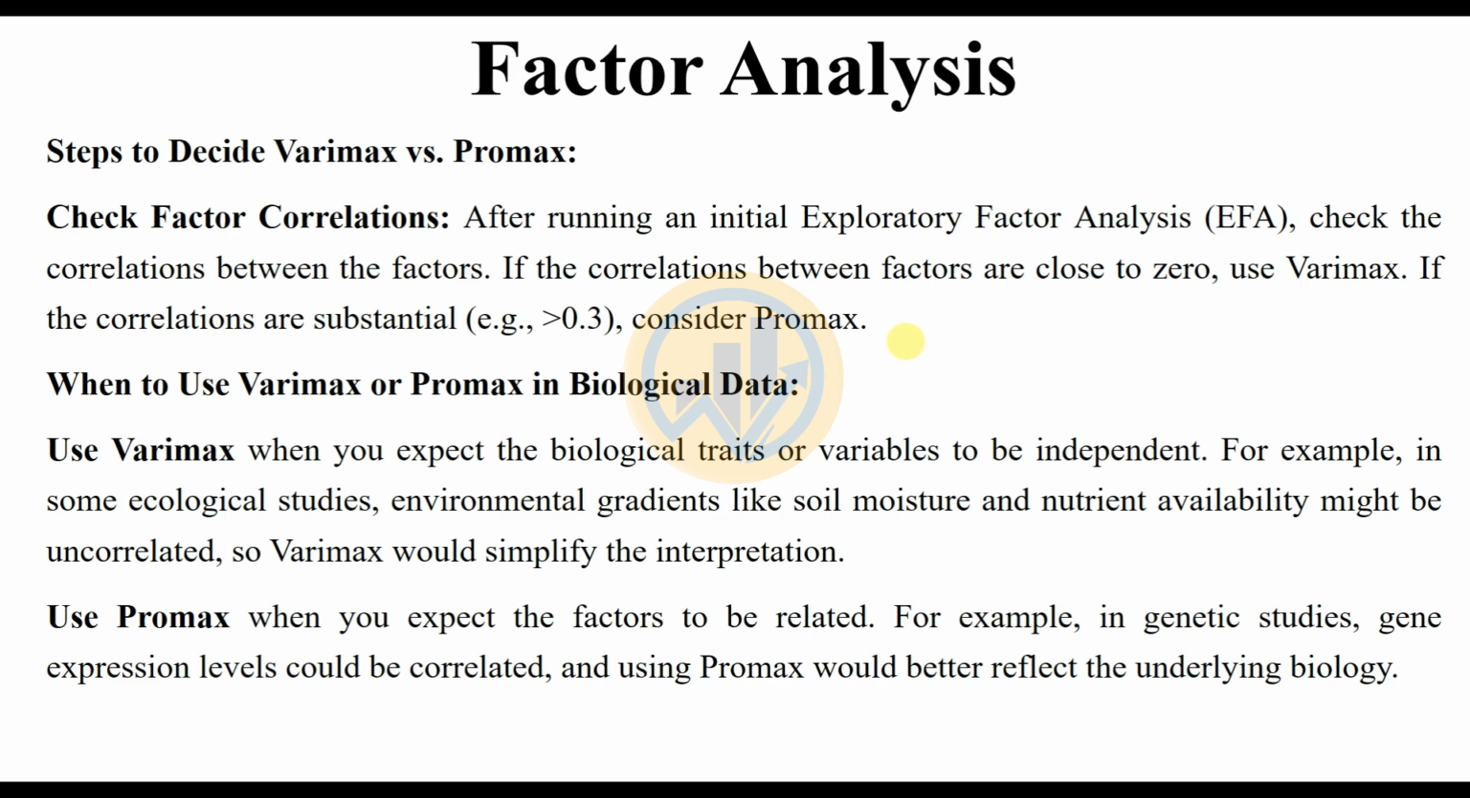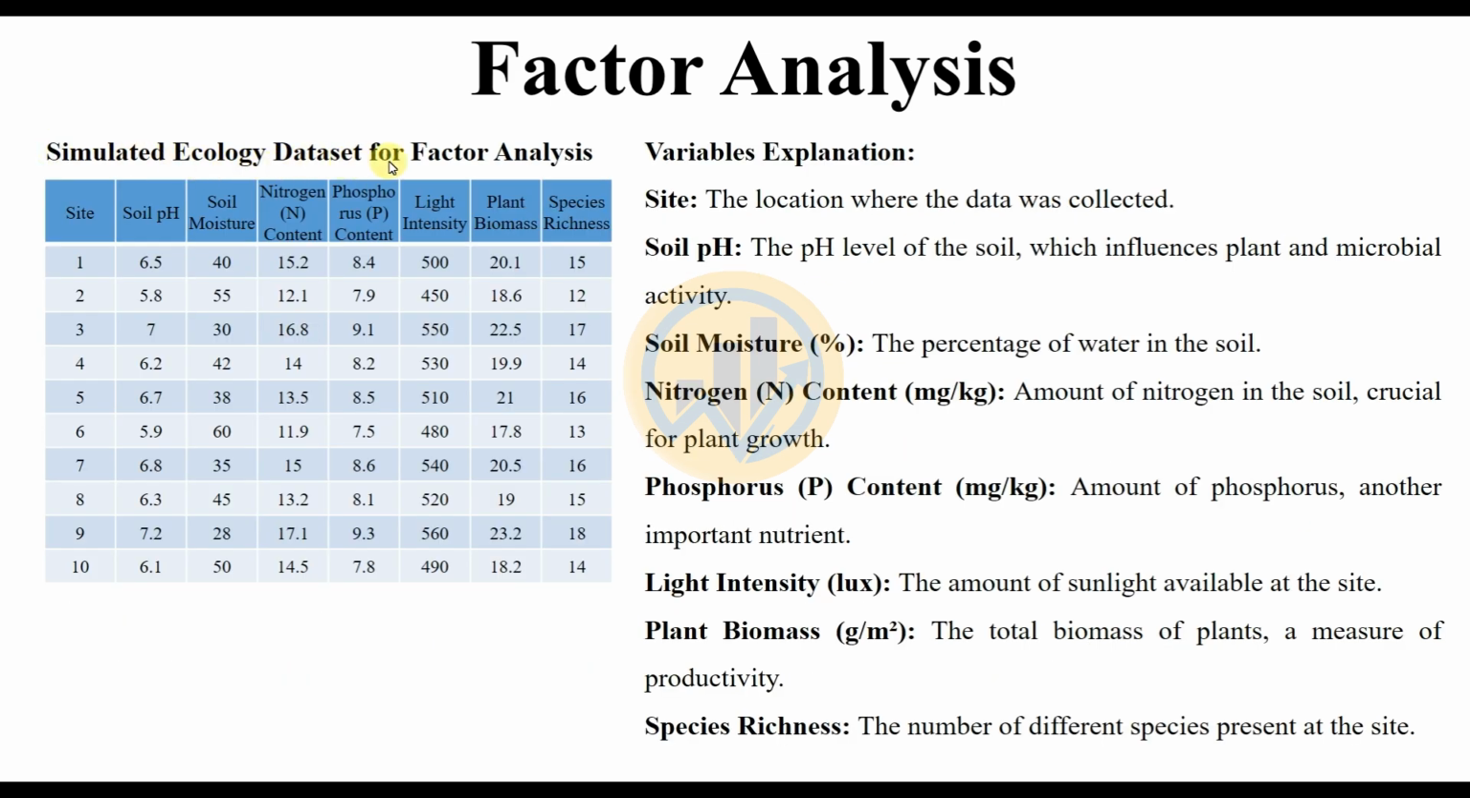When to use Varimax or Promax in biological data? Use Varimax when you expect the biological traits or variables to be independent. For example, in some ecological studies, environmental gradients like soil moisture and nutrient availability may be uncorrelated, so Varimax would simplify the interpretation. Use Promax when you expect the factors to be related. For example, in genetic studies, gene expression levels may be correlated, and using Promax would better reflect the underlying biological relationships.